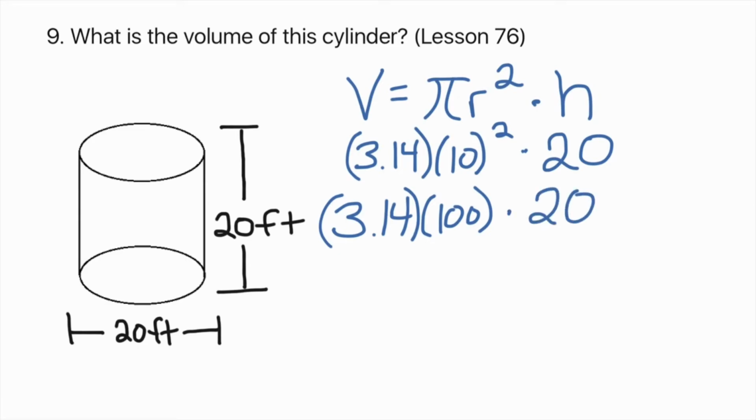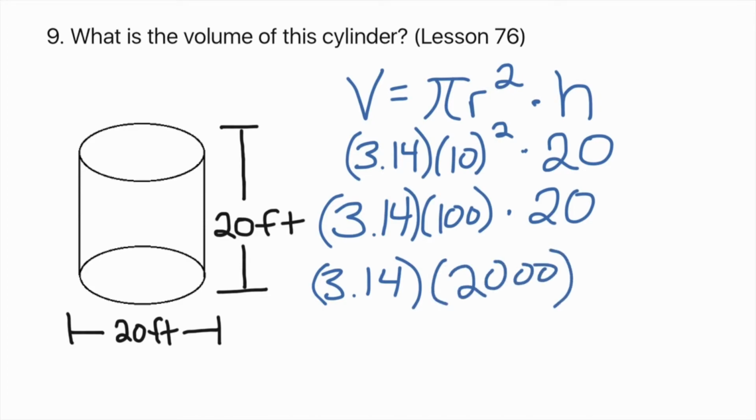Now for me, it's a little bit easier to do 100 times 20 first. So I'll rewrite this as 3.14 times 2,000. And then I can do 2,000 times 3.14. I get 6,280 feet cubed because it's volume.